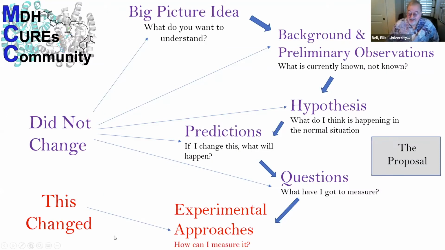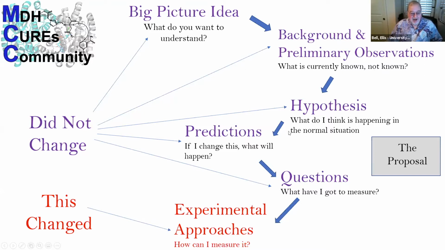So this is sort of an overview of how the course is set up and what changed and what didn't change when we made that switch due to COVID. We always start off talking about the big picture: what do you want to understand? That leads into background, preliminary observations, what is currently known, existing knowledge, and what is not known, what's the focus of where you want to take your experiments.